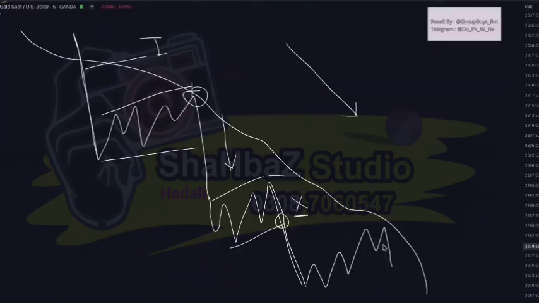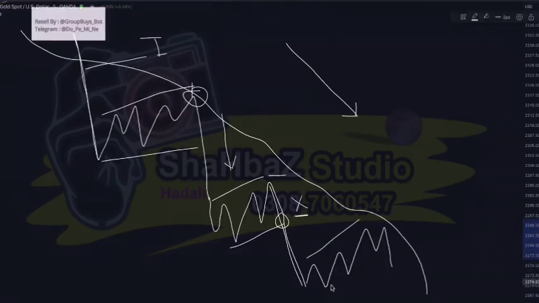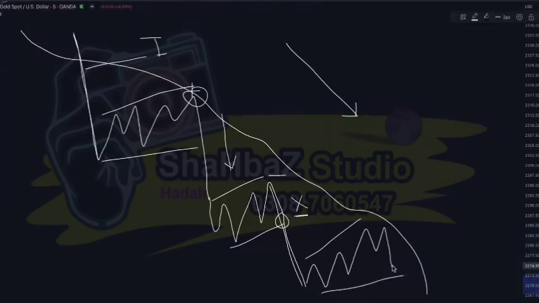Same thing happens here. Look at this one. This one looks like a continuation pattern here. Again, what are we looking for here? We are looking here for the sell. So at which point can we sell?